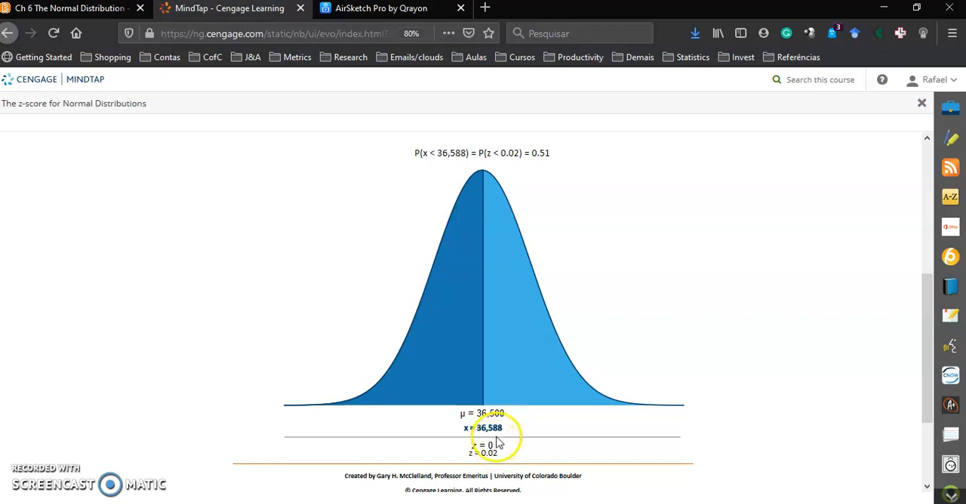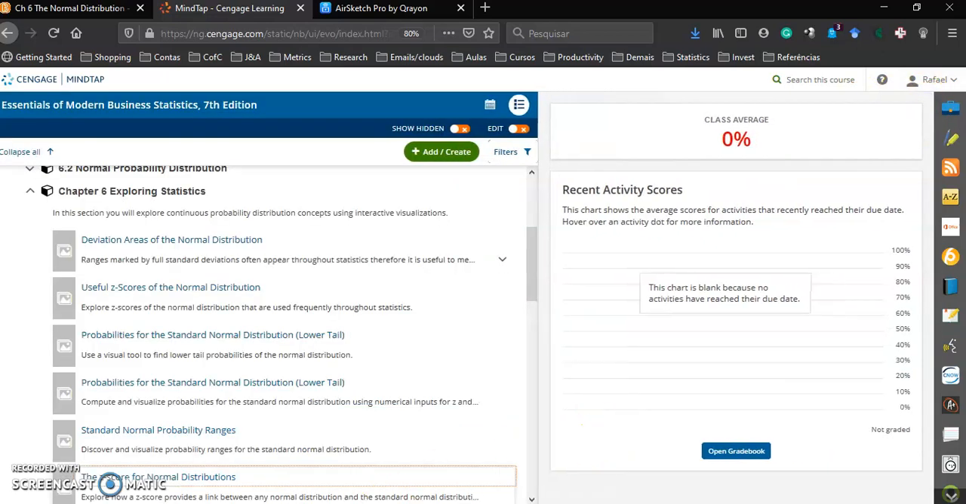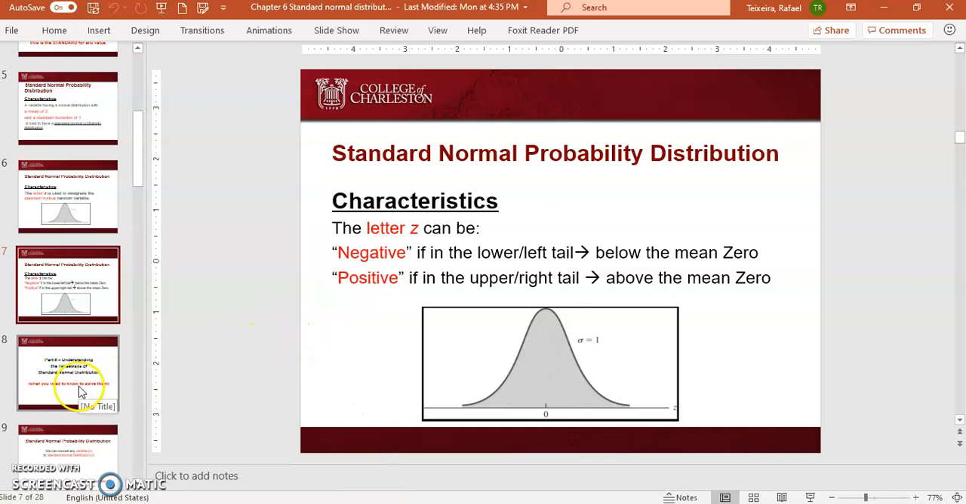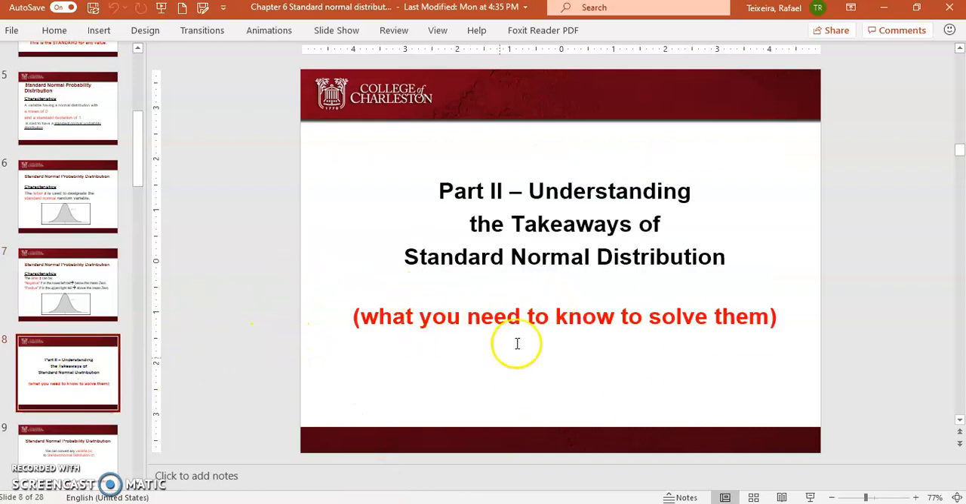This is the reason we say that the standard normal distribution has a mean of 0 and a standard deviation of 1, because we get the mean of any variable, in this case tire mileage, and we turn it into z-scores. We have the standard normal distribution with the z at the center equal to 0, negative values to the left and positive values to the right. Okay, so this is to illustrate this concept of the standard normal distribution. In the next video, I'm going to show you some additional information for you to use to solve problems about that.